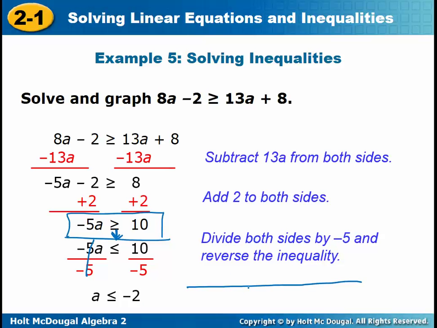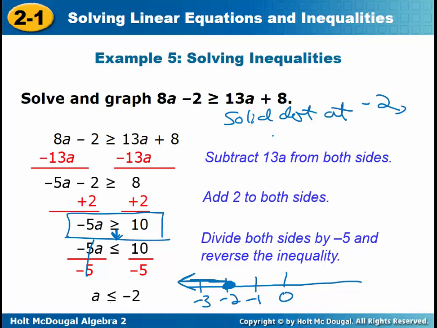So you draw your number line. Here's 0, negative 1, negative 2, negative 3. If it has a line under it, if it's less than or equal, I put a solid dot. I fill it in, and I want all the numbers to the left, smaller than it. If it is just less than, I would put an open circle here. For my answer, if I was doing this on paper, I would write solid dot at negative 2, arrow to the left.